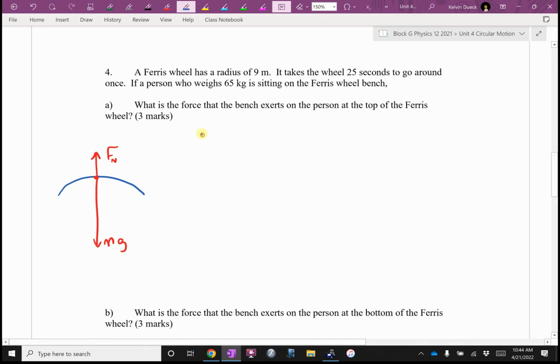So my equation is going to be mg minus FN equals m, and they gave me the period, so it's 4 pi squared r over T squared. What am I trying to find? How would I get the normal force by itself?